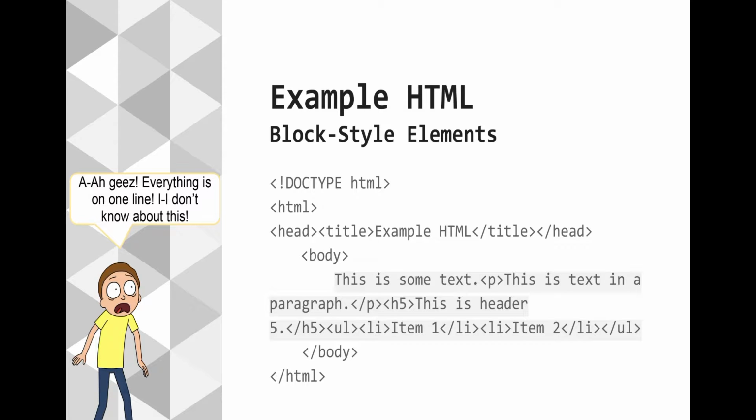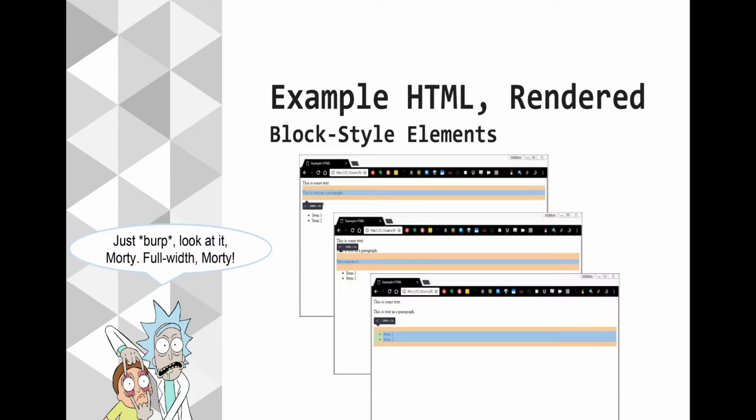obnoxious line. That's why Morty is so petrified right now. But we see that when we render it down, and I'm using the inspect element to look at the rendered versions of these, each one of these takes up the same width and starts on a new line. They put some padding above and below based on the elements, because those are all full width or block style elements.